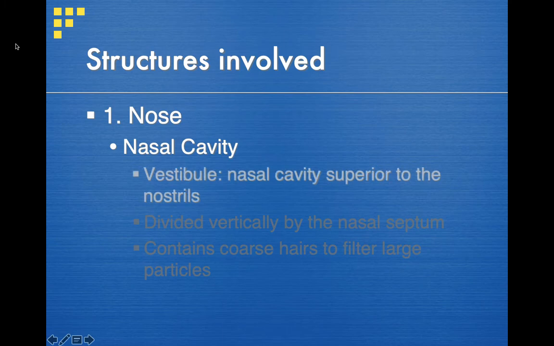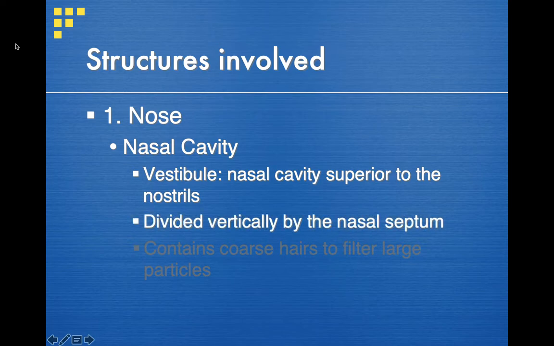The nasal cavity itself, remember, has the vestibule, which is found in our nasal cavity. It's also, remember, two separate parts. The nasal septum divides vertically right through the middle of the nasal cavity. So really our right nare and our left nare work independently of one another.